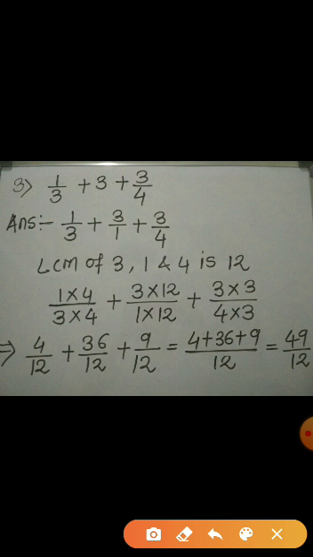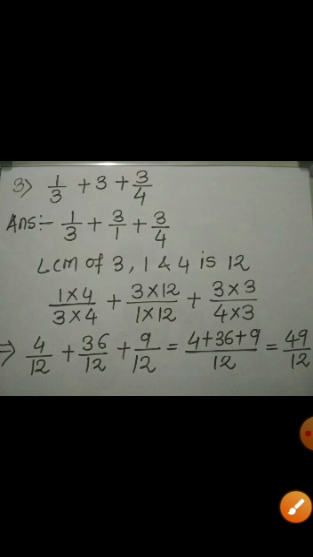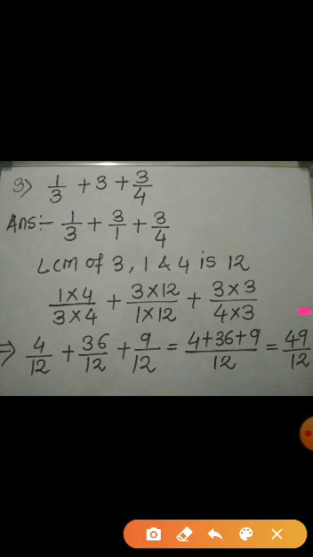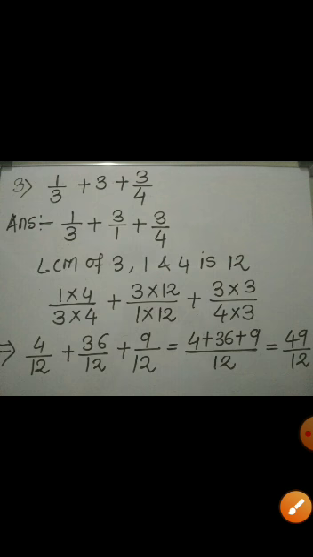Now, as we know that to add the like fractions, we simply add the numerators and copy the denominator. So here I have added 4 plus 36 plus 9 and kept the denominator as it is, which is 12. Now 4 plus 36 plus 9 comes to 49 and the denominator is 12. So the answer is 49 by 12.